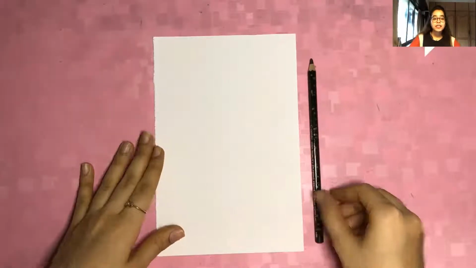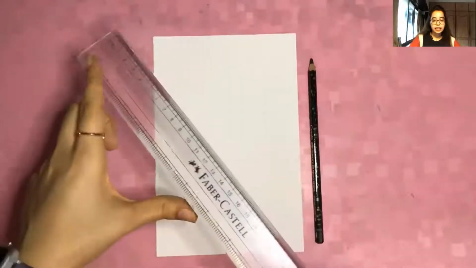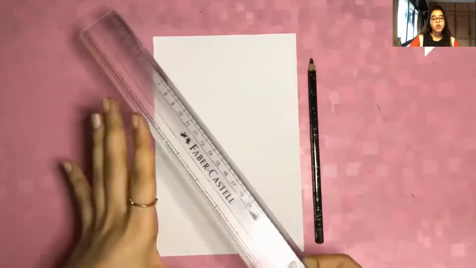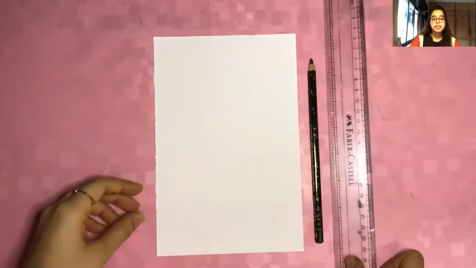Okay, that's the second material. The third that we need is a scale. Even if you have a smaller scale or a longer scale, any size doesn't matter. Just a scale that we need to draw nice clean lines. So that's the third material.